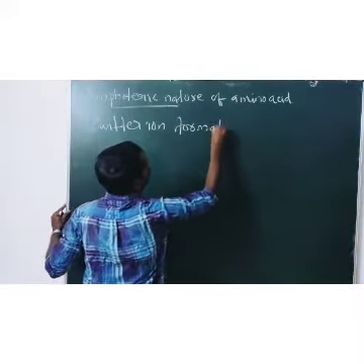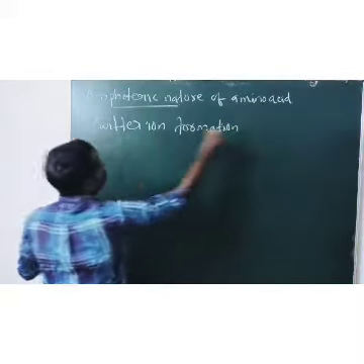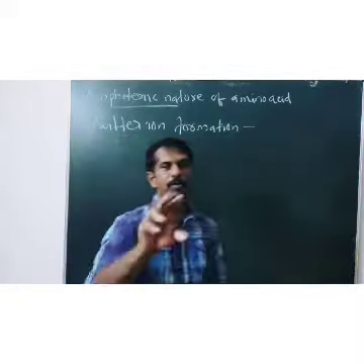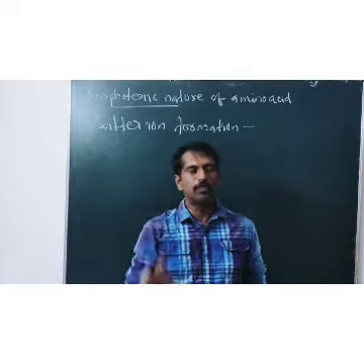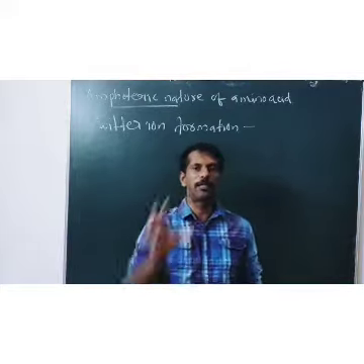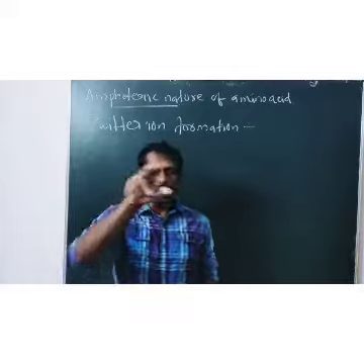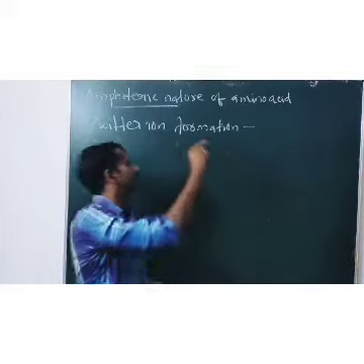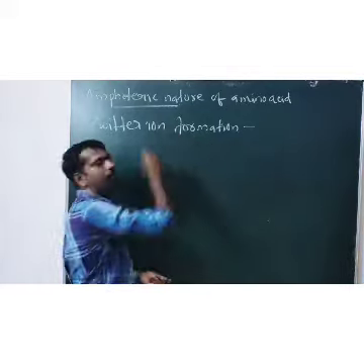First we discuss zwitterion formation. As I told you, amino acid contains both an acid functional group and a basic functional group. Because these two functional groups are present in the same molecule, this amino acid can exist in the form of an ion, which is known as a zwitterion, or a dipolar ion.